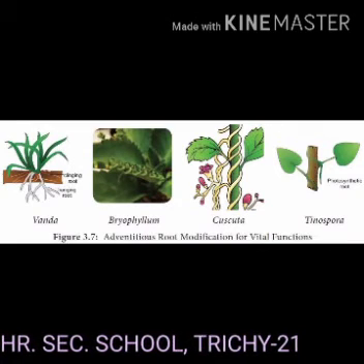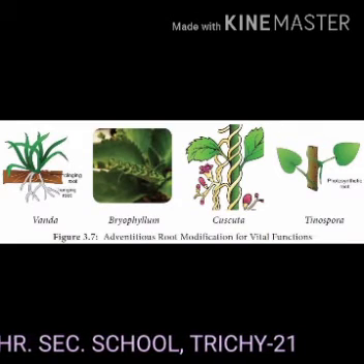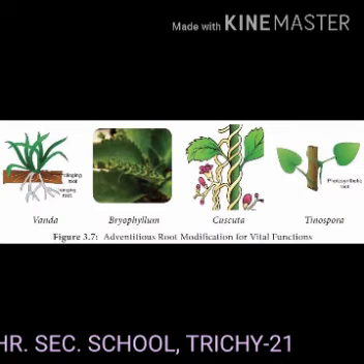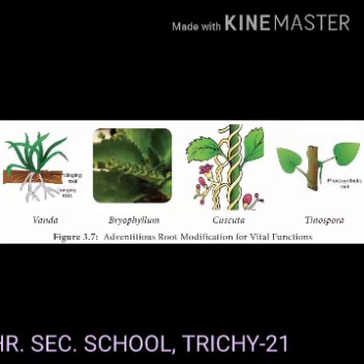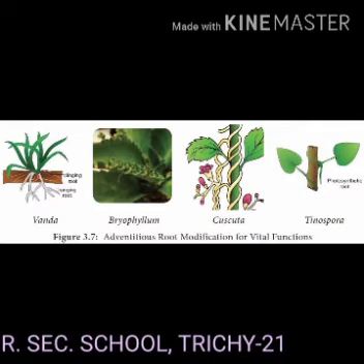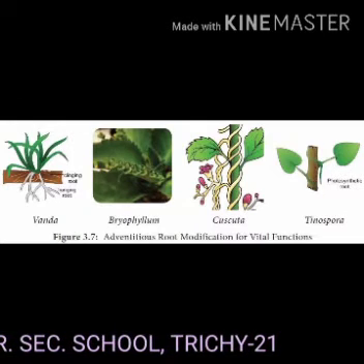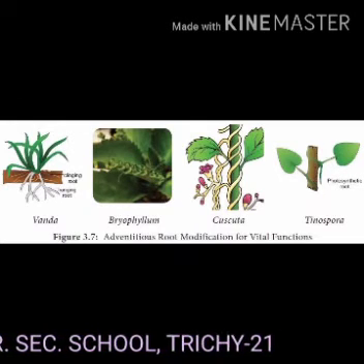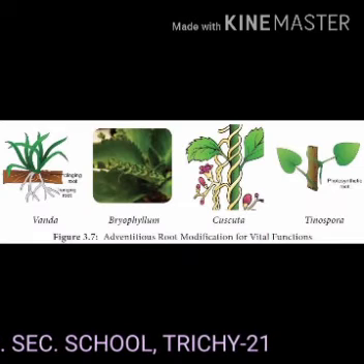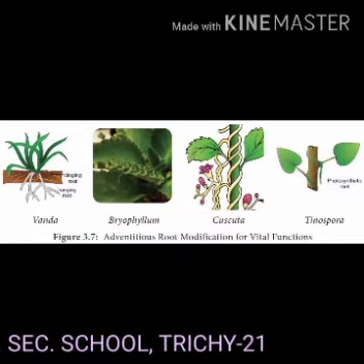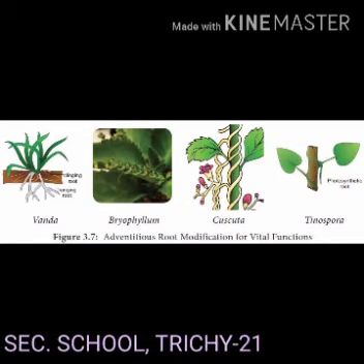Sucking roots. Sucking roots are otherwise called as haustorial roots. These roots are found in parasitic plants. Parasites develop adventitious roots from stem which penetrate into the tissue of the host plant and suck nutrients. Example, Cuscuta.